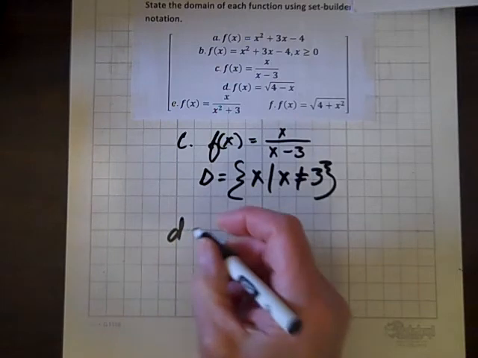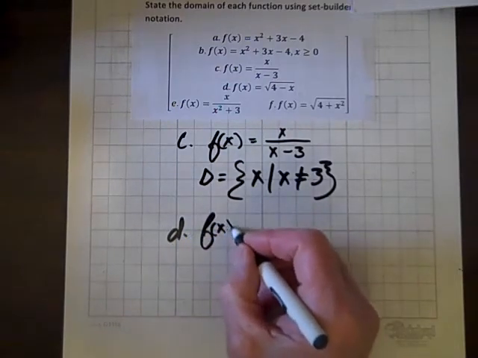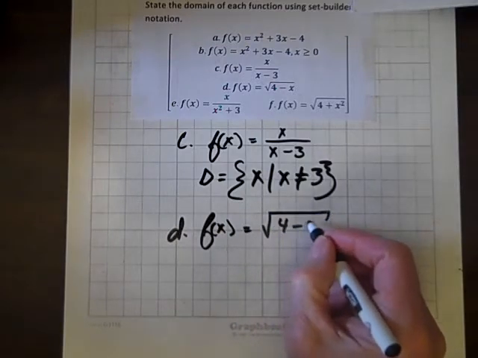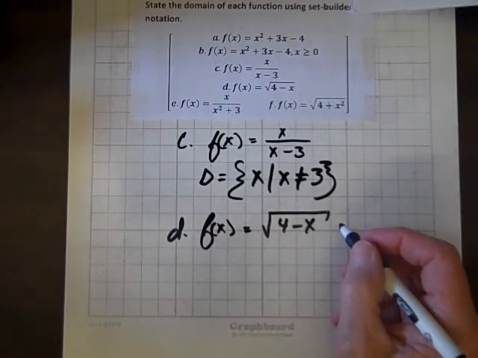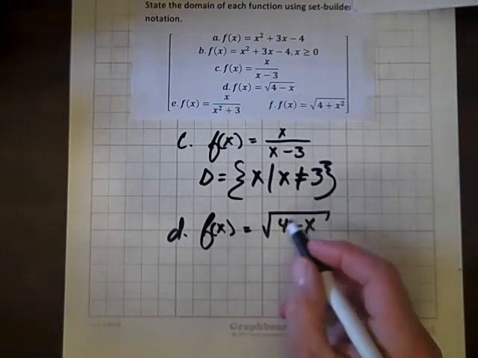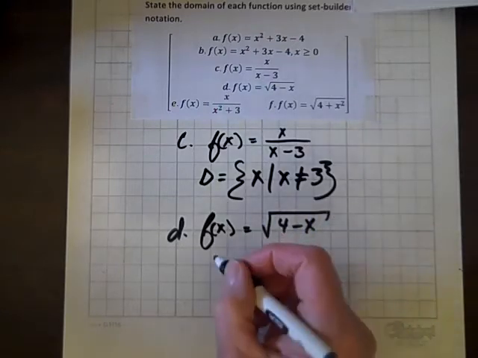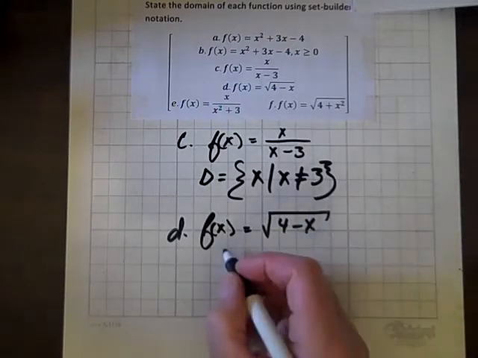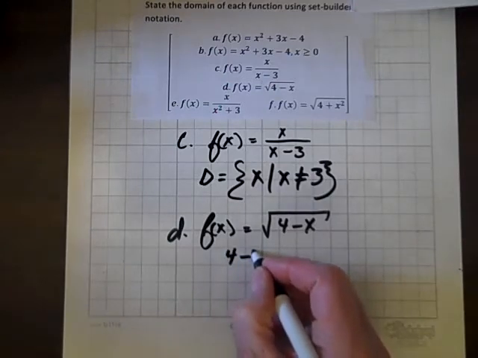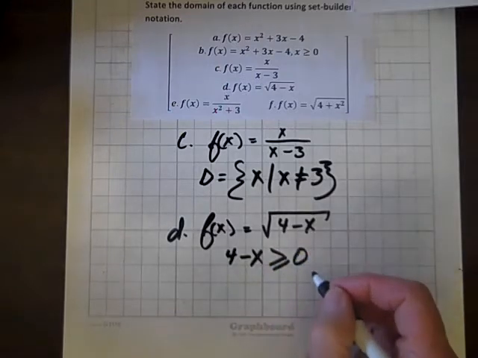For D, we have f of x equals the square root of 4 minus x. And clearly we have a variable under an even radical. So here's how you handle these. You set whatever expression happens to be under the radical, you set that greater than or equal to 0 and solve for x.